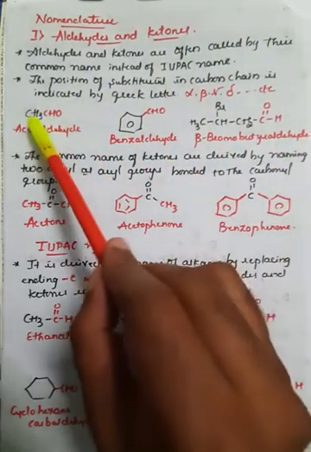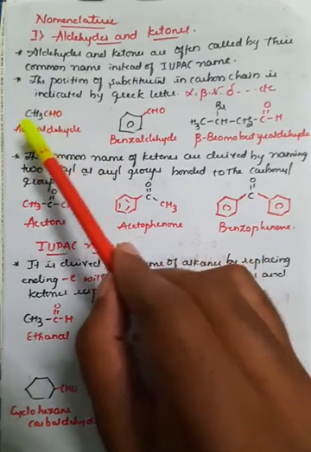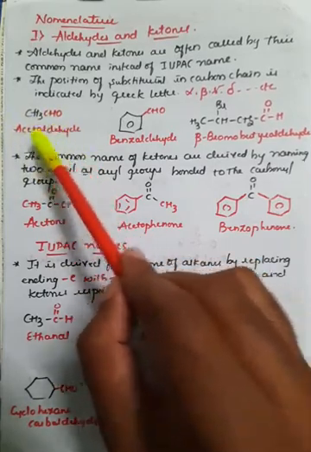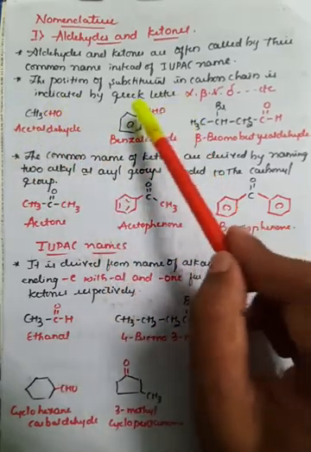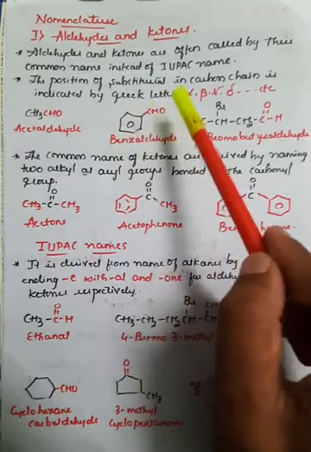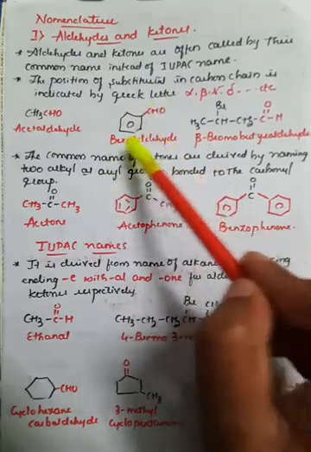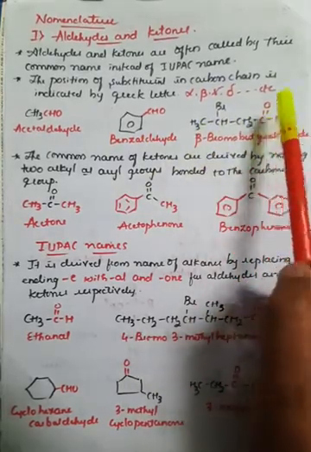Right? So it is CH3CHO, right? So CH3 which is bonded to CHO is generally termed as acetaldehyde. This is the common name. And benzene which is bonded with the aldehyde group, right? So here if you observe benzene which is bonded to the aldehyde group, we'll call it benzaldehyde. And here if you observe CH3, CH, CH2, C double bond O, H, right?